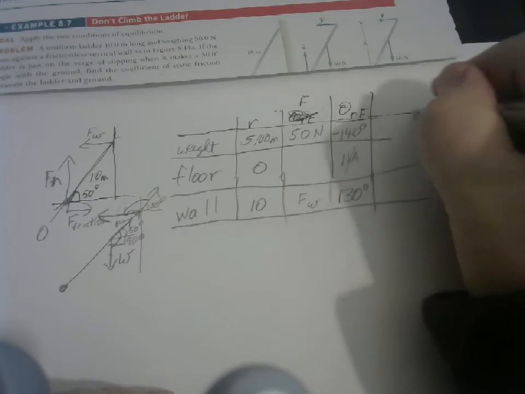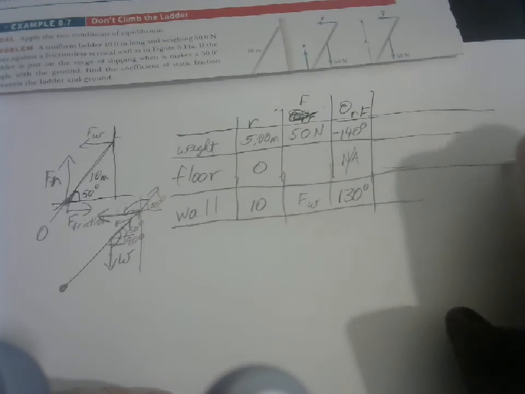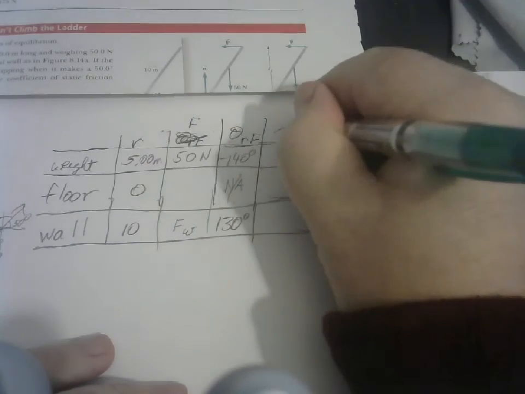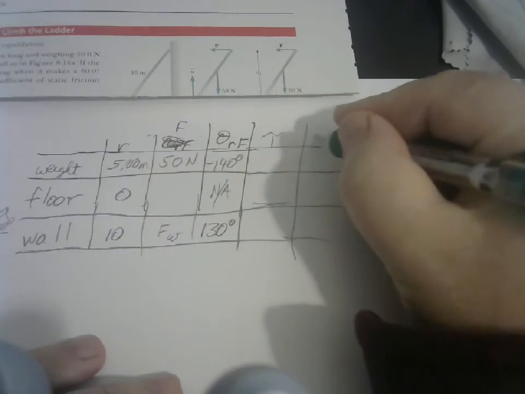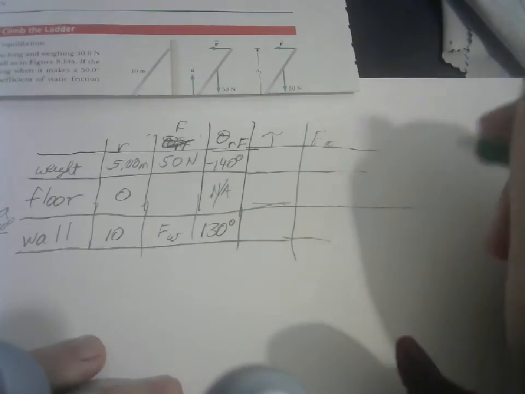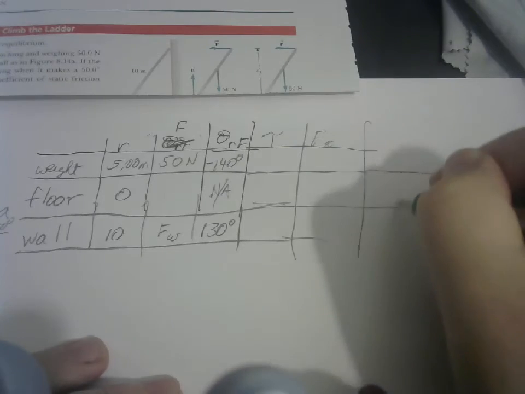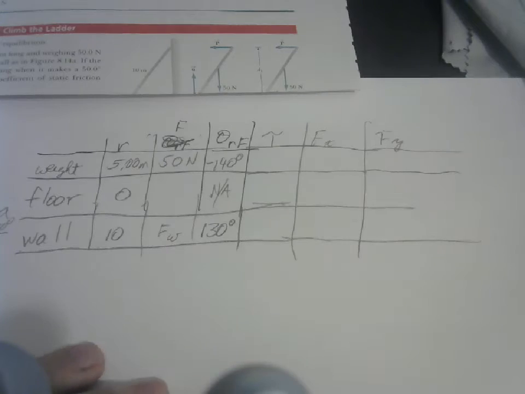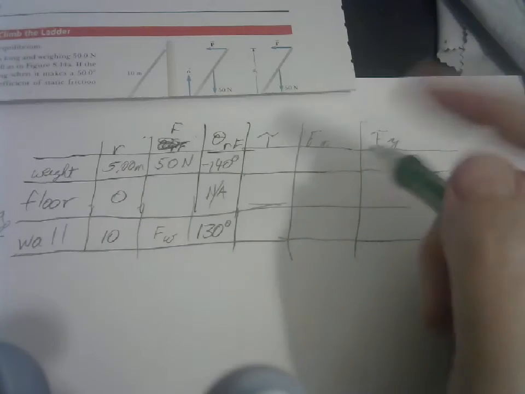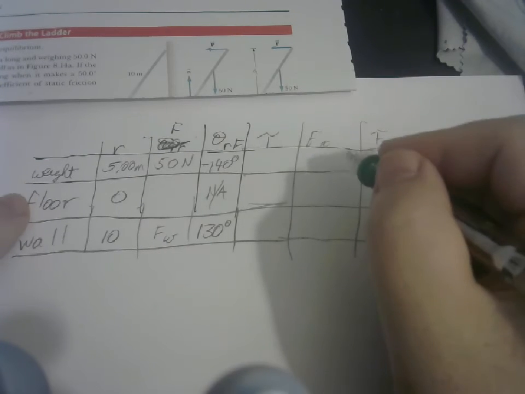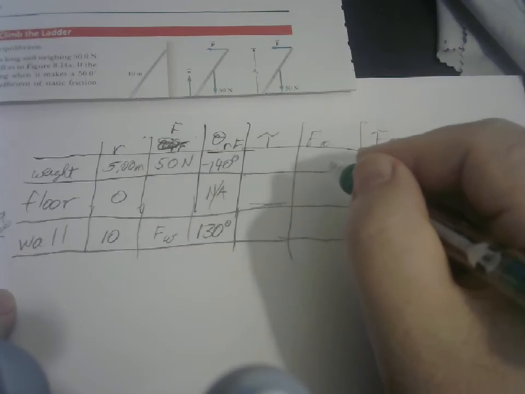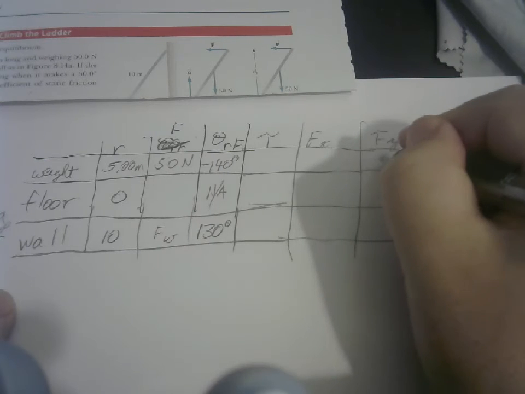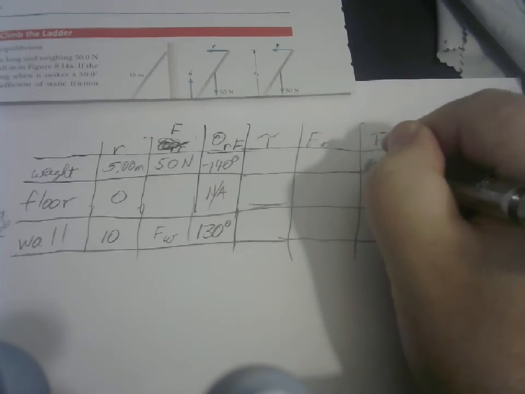So now that we've got those angles, let's break this down into a torque column, a force in the x direction column, and a force in the y direction column. And the weight of the thing is purely in the y direction, and it's going down, so it's negative 50 newtons.